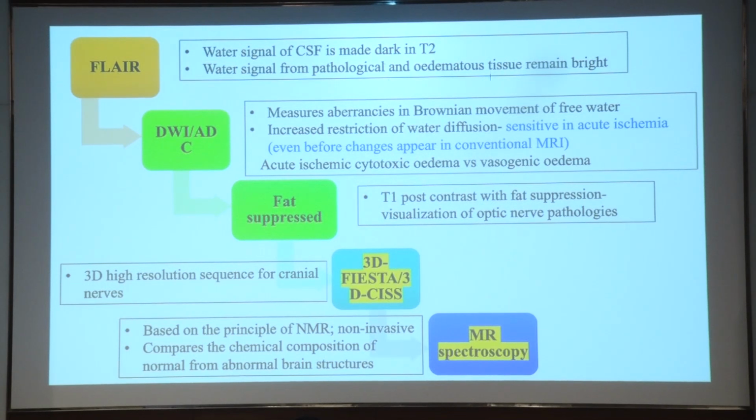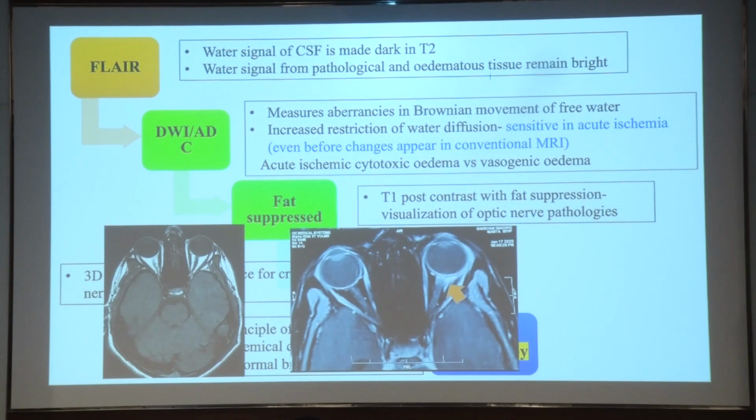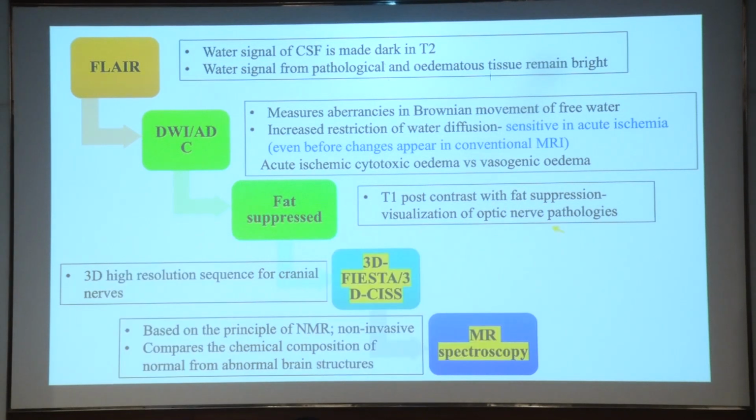Now fat suppression: in T1 the fat is bright. But when you have to look at optic nerve pathology, you should get a fat suppression done. You see bright fat in the orbits, you cannot visualize the optic nerves. But once you have suppressed the fat, you can very nicely look for the optic nerve and associated pathologies. So that's the advantage of fat suppression.